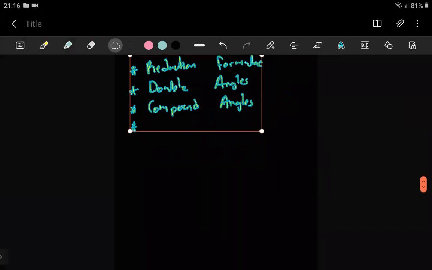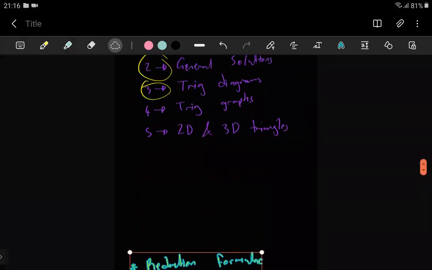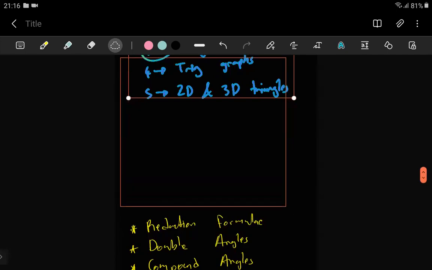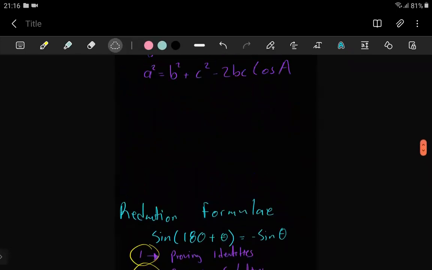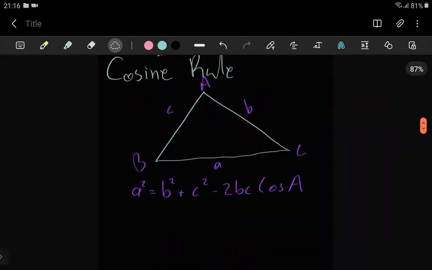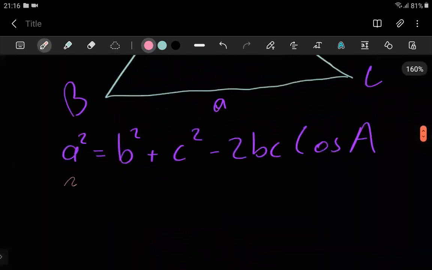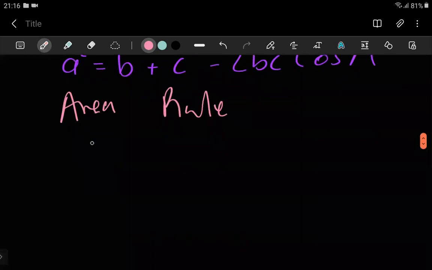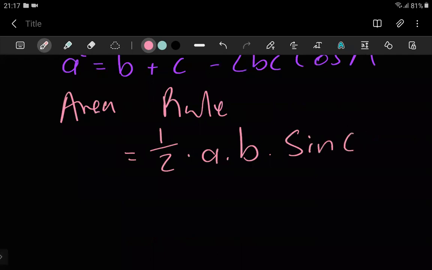Because remember, when it comes to triangles, what are we used to? We are used to, for example, half base times height. That's basically the only area formula we know. But when it comes to trigonometry, you need to know another formula for the area of a triangle. That formula says the area of a triangle will always be a half multiplied by one side, multiplied by another side, multiplied by sine of a specific angle.